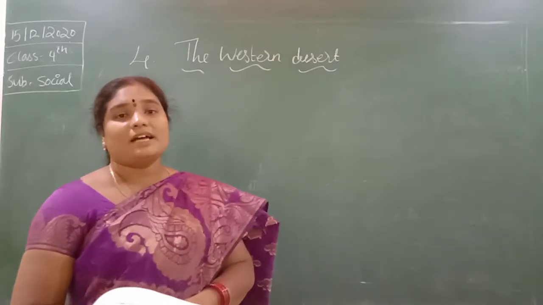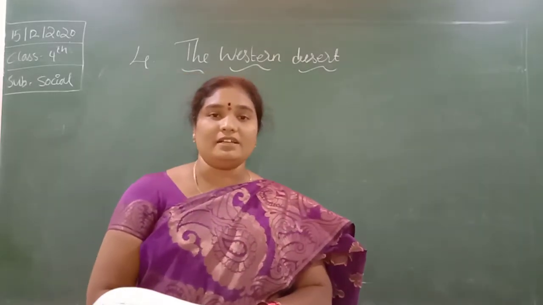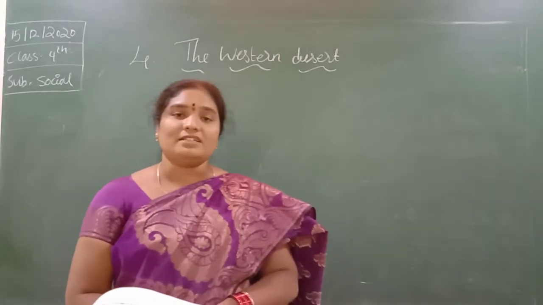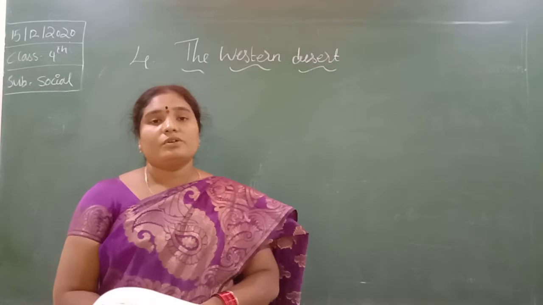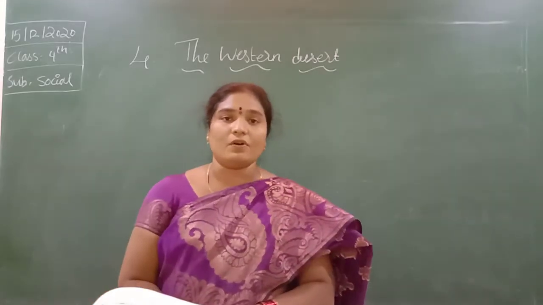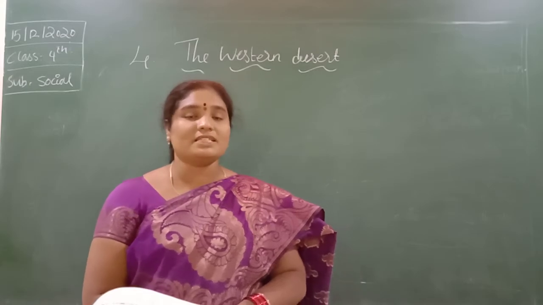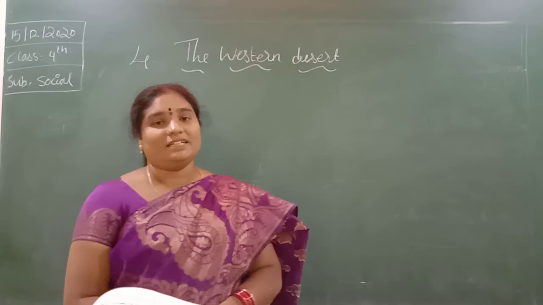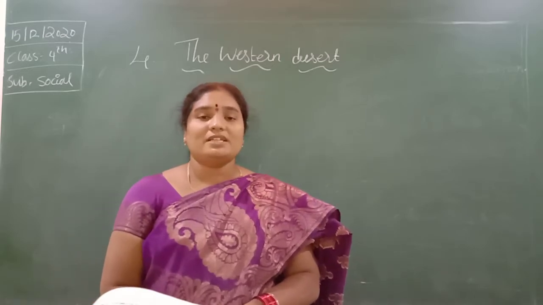Yesterday we discussed the western desert. Rajasthan is known as a desert area. Rajasthan is the largest state in our country. At the west part of Aravalli Hills, the land is sandy and rocky. So Rajasthan is known as the desert region.